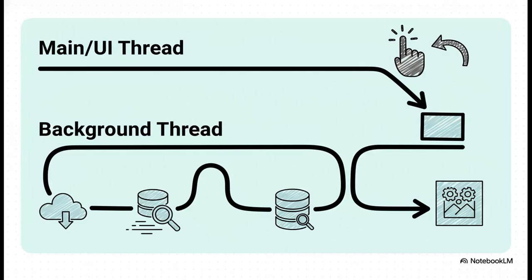So here's how it breaks down. You've got the main thread, sometimes called the UI thread. Think of this one as the VIP. Its only job is to handle what you see and touch to make sure the interface feels buttery smooth. Any heavy lifting, like downloading a video or running a search in that database we just talked about, gets passed off to a background thread.